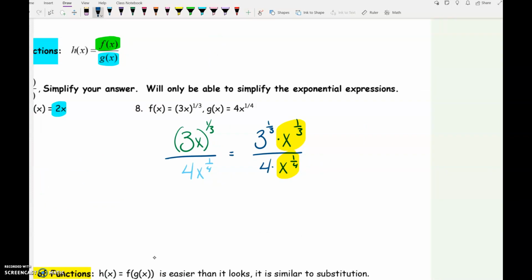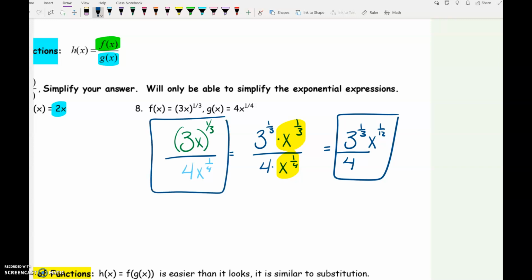But for the 1/3, x to the 1/3 over x to the 1/4, that's division, so we would subtract those fractions. So I would do the fraction 1/3 minus the fraction 1/4. That gives me the fraction 1/12. So I have 3 to the 1/3 on the top, 4 on the bottom, and x to the 1/12. Technically, that would be the most simple, but honestly, I would accept this as your answer.